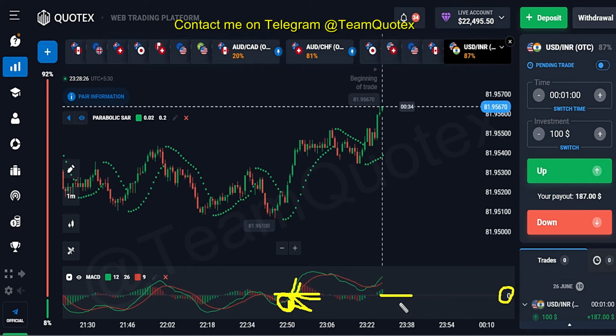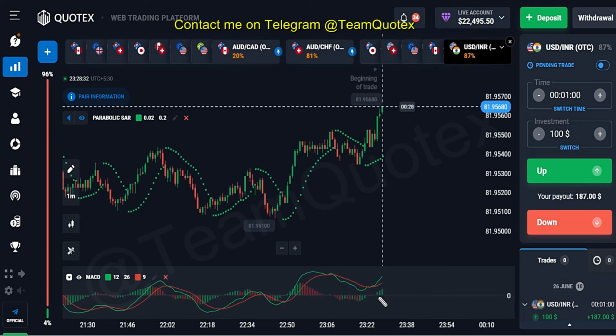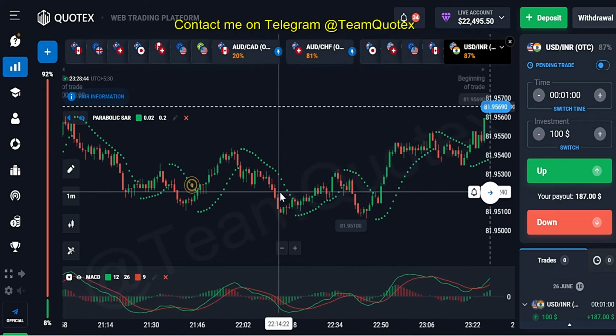And with this concept, guys, we also need histogram bars. This is your histogram, and you can see the position of the bars in an upward direction. So we are getting a total of 1, 2 and 3 confirmations, guys. After getting 3 confirmations, I will try to place my trade in an upward direction.